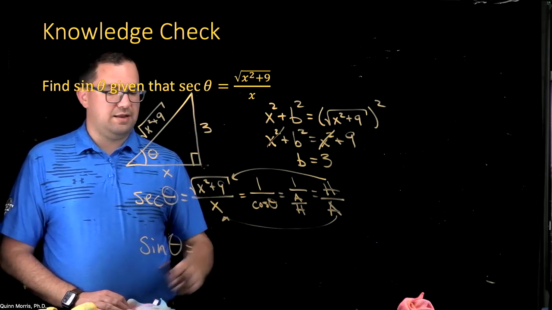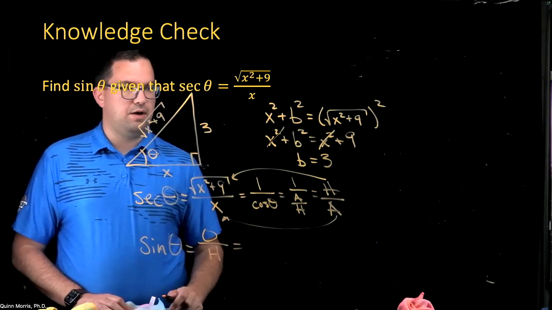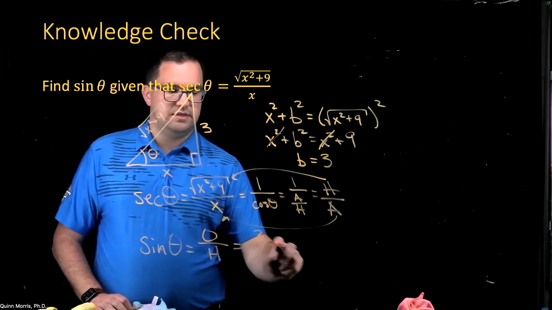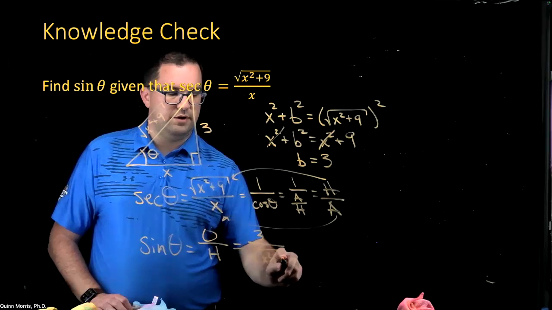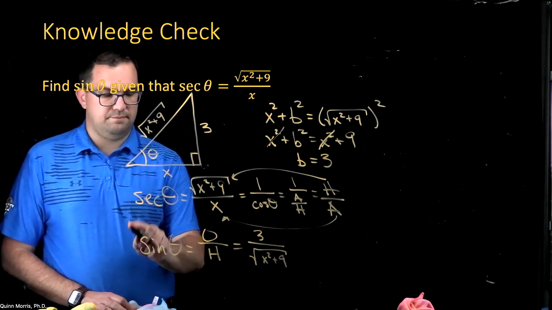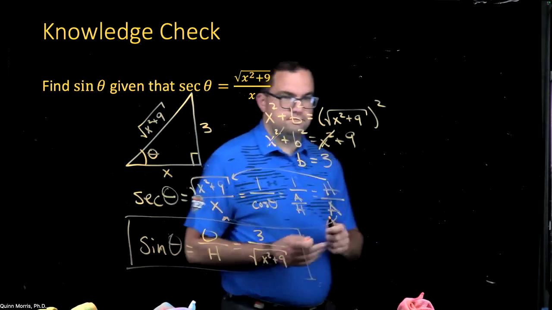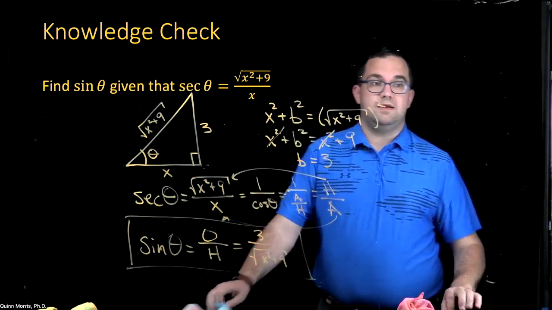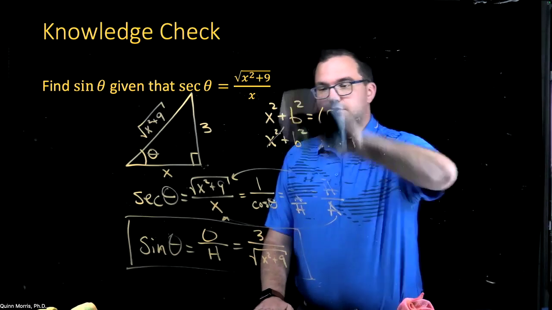Well, sine of theta is the ratio of the opposite side to the hypotenuse. So it is simply 3 over the square root of x squared plus 9. We'll see in just a few moments how this becomes very helpful for simplifying integrals.